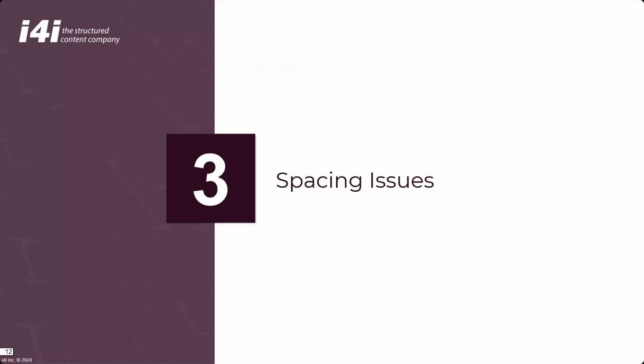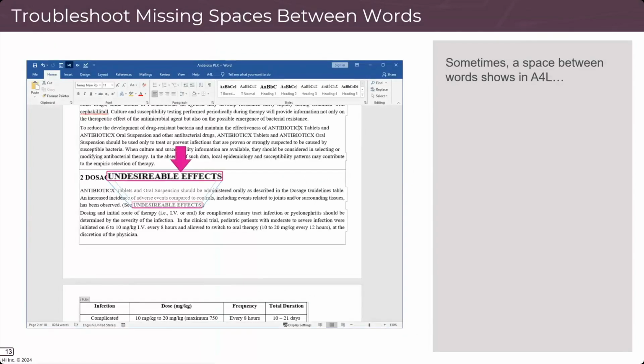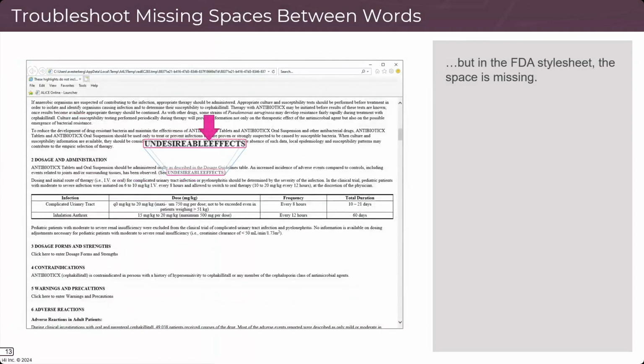Sometimes you may find that spaces in the A4L document are missing when you preview the document in the FDA style sheet. Let's look at why this happens and how you can fix it. Here's an example. In this file, in A4L, you can see that between these two bolded words is a space. However, when you preview this same file in the FDA style sheet, the space is no longer there.